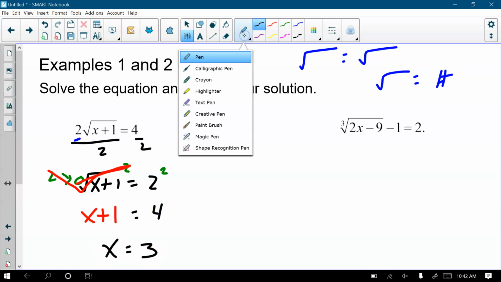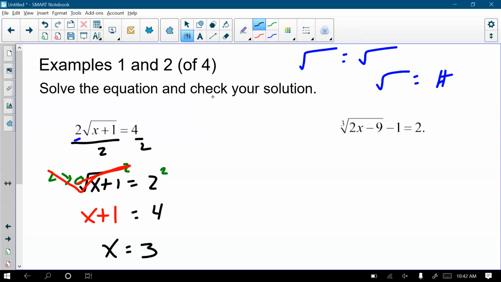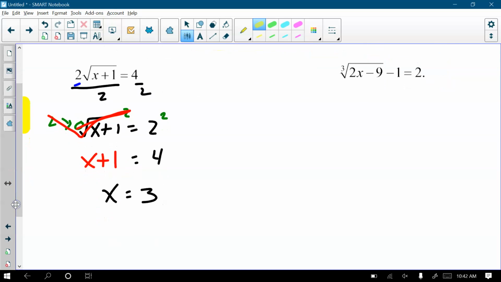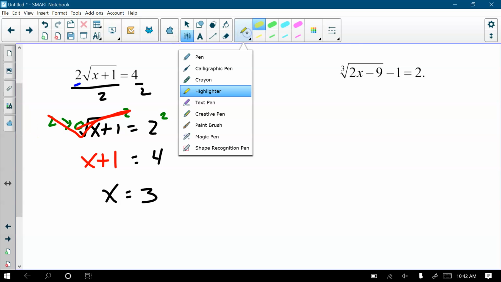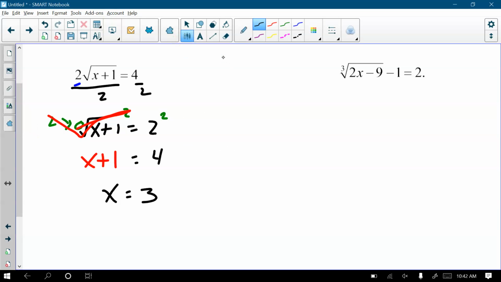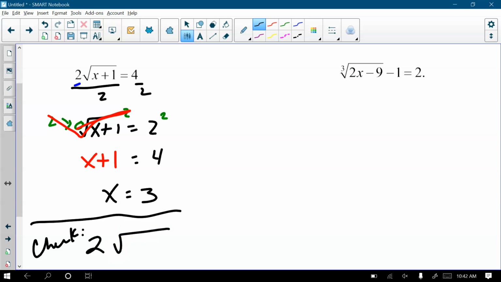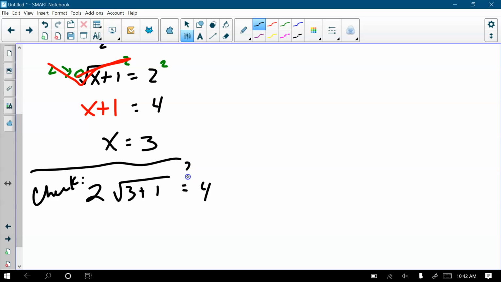Now, again, and I cannot stress this enough, it looks like our answer is 3, but we have to check. Please make sure you're not doing yourself a disservice by not checking. Let's check our answer. I'm going to write it down, but you can just check it in your head if you want. So this is checking our solution. Check: 2 square root of 3 plus 1 equals 4. Let's see if that's true. I'm going to put a little question mark here because I'm not really sure if that's true.